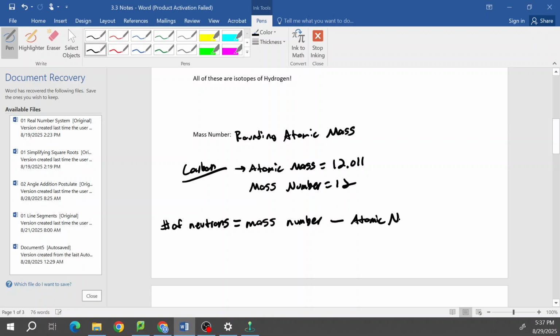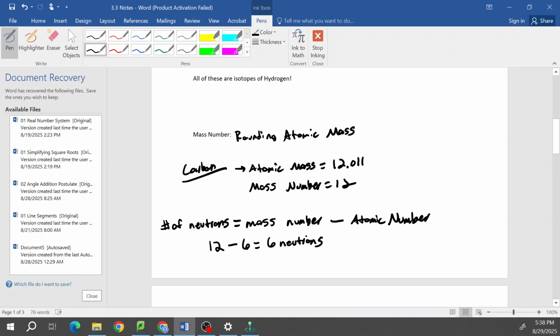Remember, the atomic number tells me how many protons it has, and the two particles in an atom that make up pretty much all of the mass are going to be the protons and the neutrons. So if I want to find the number of neutrons, I simply take the mass number and subtract the atomic number. And there's only one atomic number, not plural. So in the case of carbon, I can take 12, which is its mass number, and subtract its atomic number, which is 6, which gives me 6 neutrons.